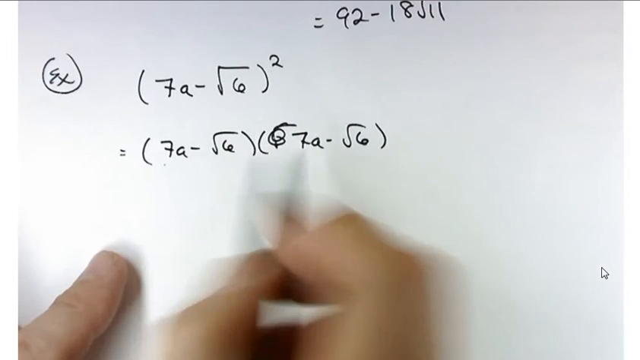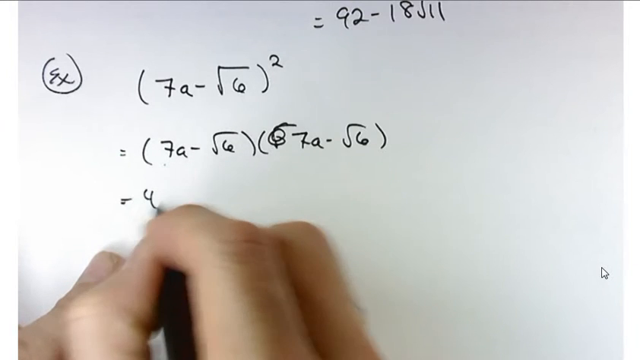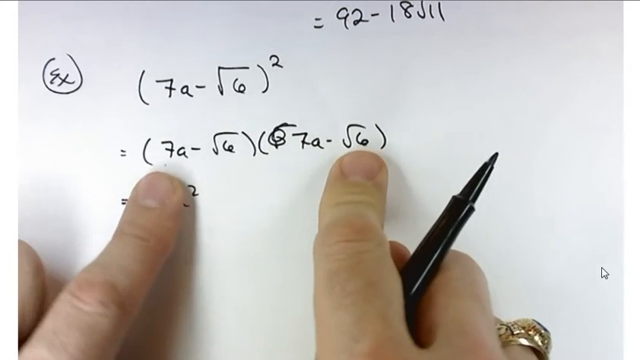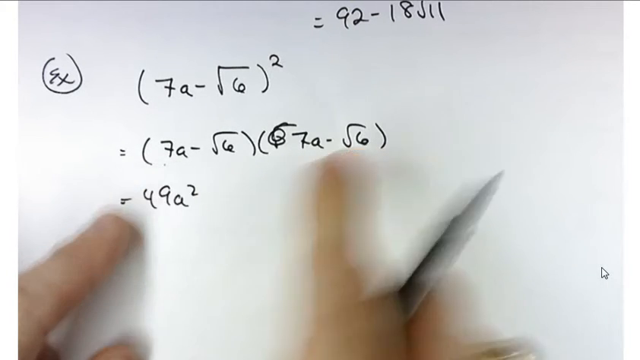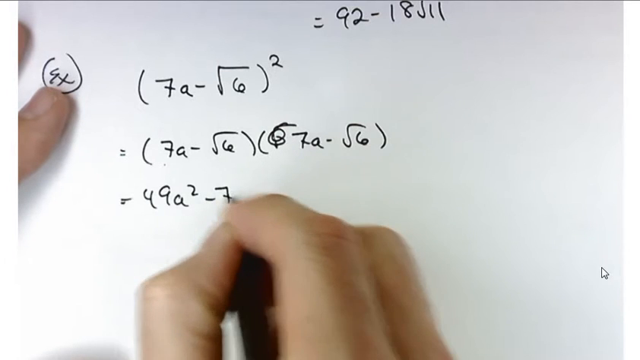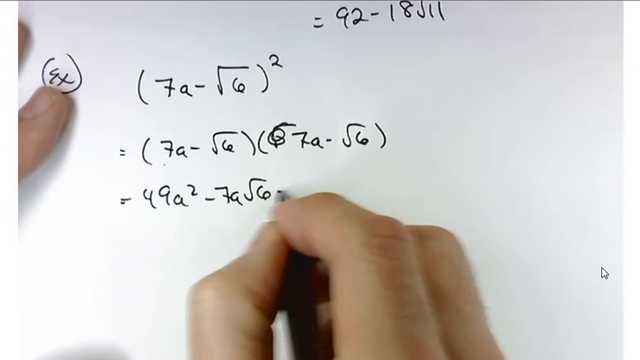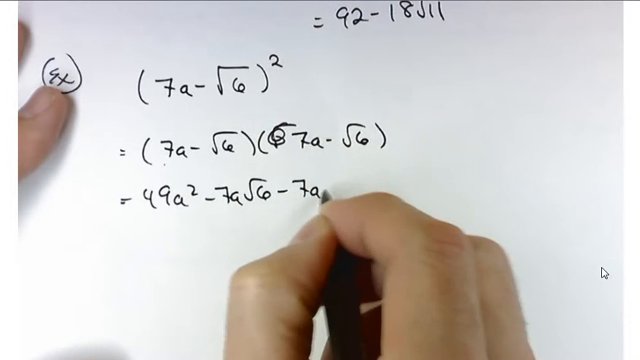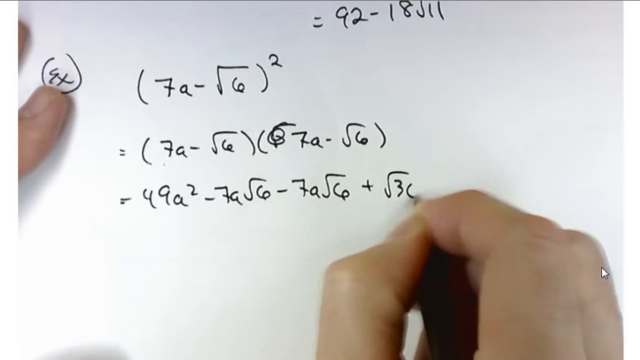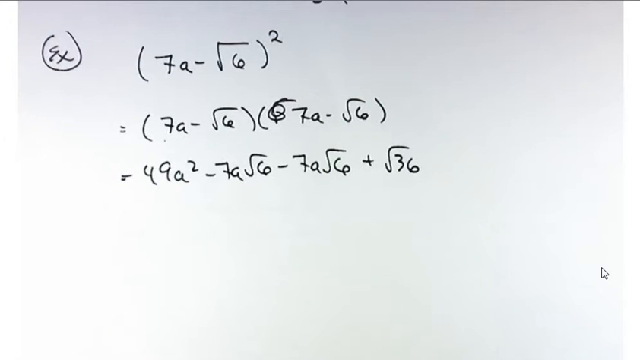So 7 times 7 is 49. A times a is a squared. Outside terms give me 7a times the negative 1, basically negative 7a times the square root of 6. And the inside terms give you the same thing yet again. The last terms give you a positive square root of 36.